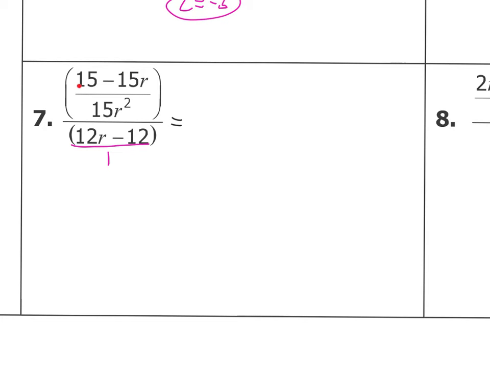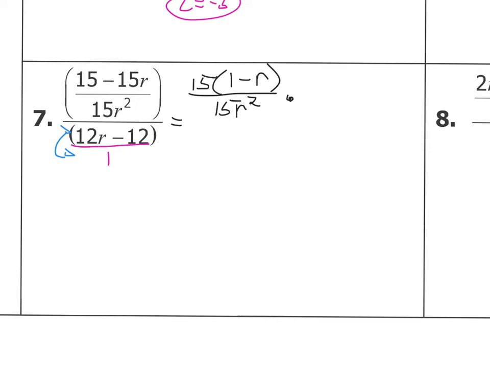So for this numerator, the only thing I can do is factor out a greatest common factor of 15. So 15 times, and if I divide each of these by 15, 15 divided by 15 is 1, and then the second term you're going to have just a minus r, over, and then that monomial I can't factor, so over 15r squared. We're going to change that division bar into multiplication. And then we're going to flip this denominator.